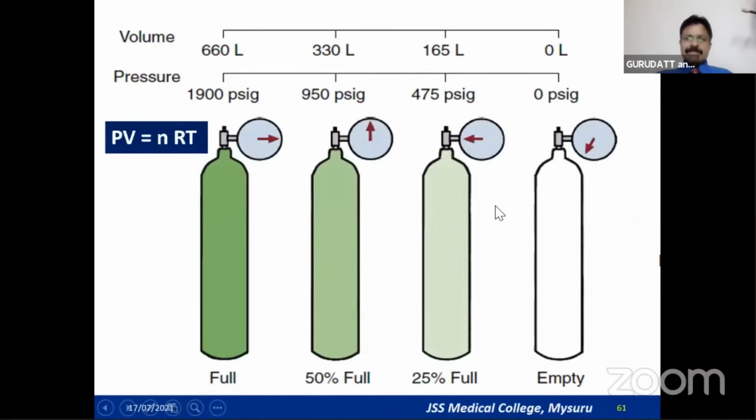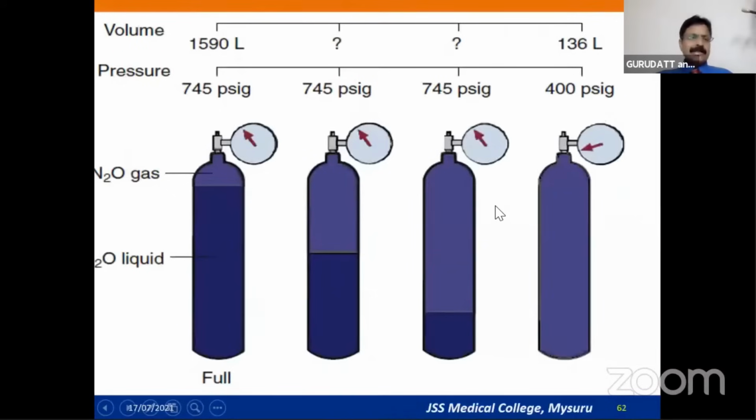This is not the same case with nitrous oxide. I also already told you the critical temperature of nitrous oxide is plus 36.5. It is much higher than the room temperature. So nitrous oxide always remains as a liquid at room temperature. Because it remains as a liquid, whatever the pressure gauge is showing is the vapor pressure at 20 degrees centigrade. So till the last drop of nitrous oxide is there, the vapor pressure remains at the same 745 to 750 pounds per square inch.